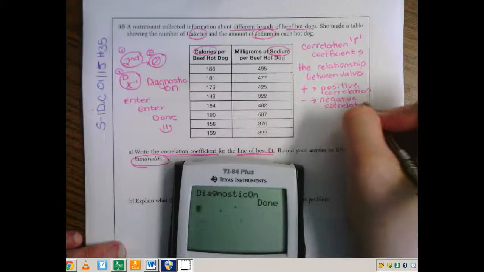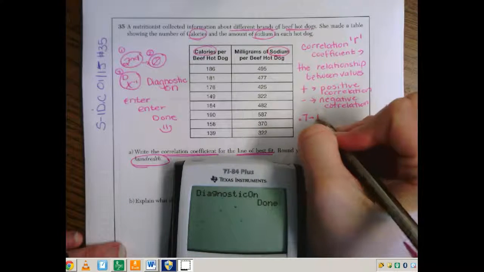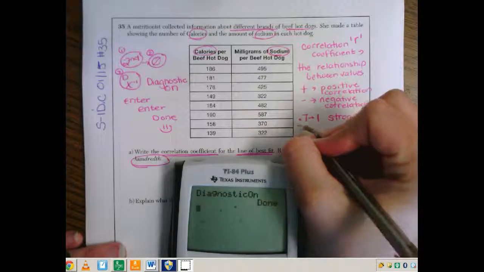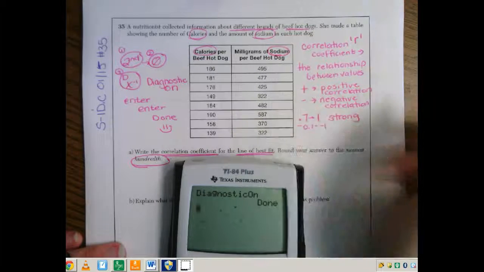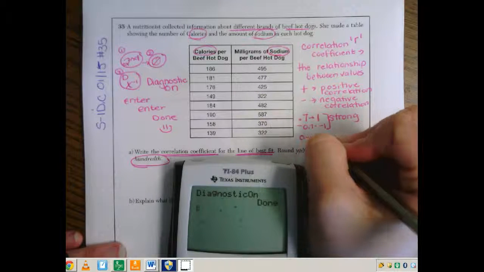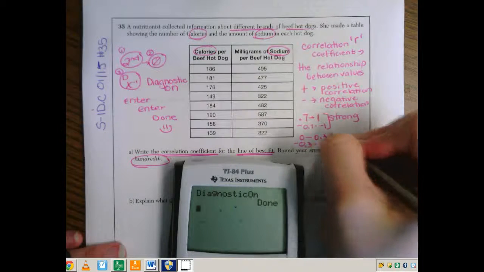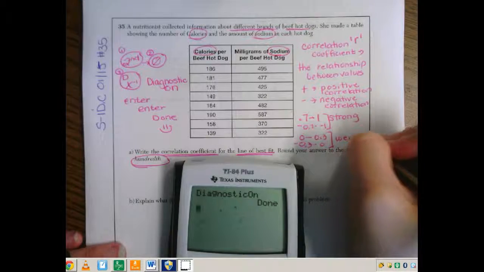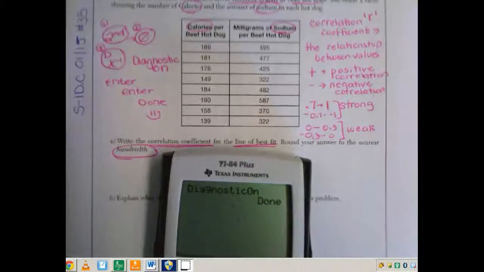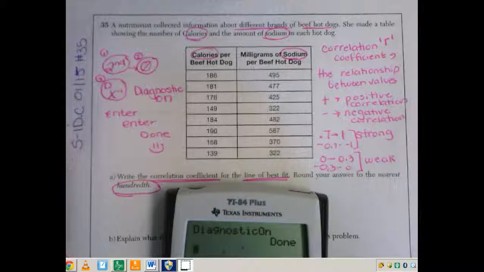Okay. Now, if the number is between 0.7 and 1, then we say that it has a strong correlation, and that also goes for negative 0.7 to negative 1. It's strong. If it goes from 0 to 0.3, or negative 0.3 to 0, it's called weak. Okay? It's really important that, let me move this a little bit closer so you can get all this stuff a little bit more bold. There we go. Okay, so that's what we have there.